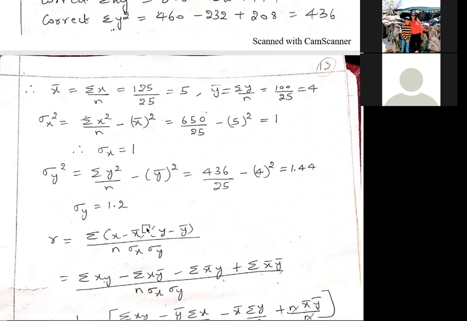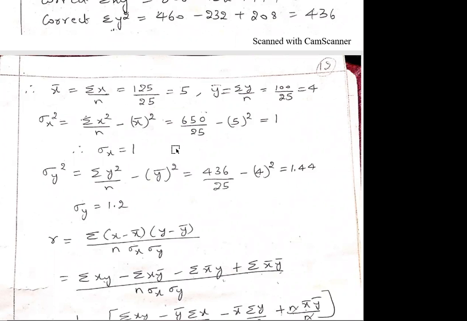We got x bar and y bar. We need sigma x and sigma y. Sigma x square formula is summation x square by n minus x bar the whole square. Summation x square is 650, given in your question, divided by 25, minus x bar, which we found just now, 5 square. Just calculate this in your calci and you'll get the answer as 1. So sigma x is square root of 1, which is 1.